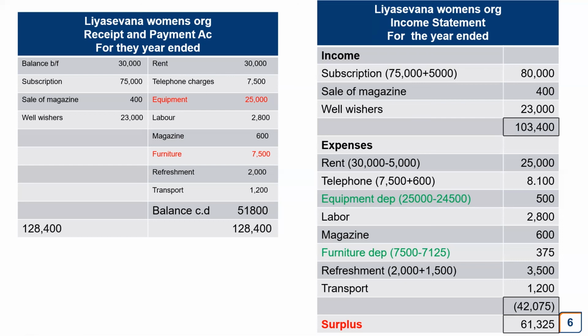So another thing to remember is that remember the name given, right? You write it as receipt and payment for the year ended. Income statement for the year ended. It is not as at, right? Only the statement of financial position has as at a particular date, right?